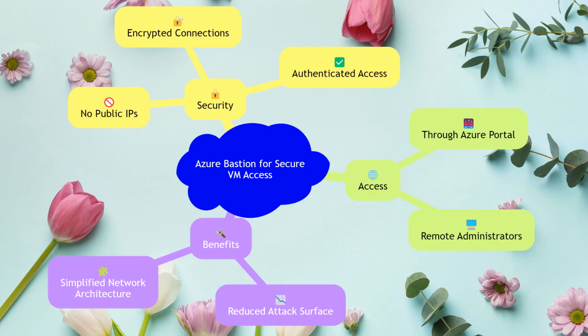Consider a company that needs to provide secure access to its virtual machines for remote administrators. By implementing Azure Bastion, the company can eliminate the need for public IP addresses and reduce the attack surface. The administrators can securely connect to the VMs through the Azure portal, ensuring that all connections are encrypted and authenticated. This setup not only enhances security, but also simplifies the network architecture.